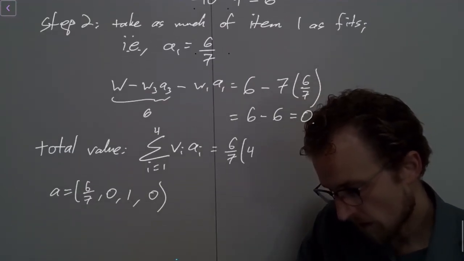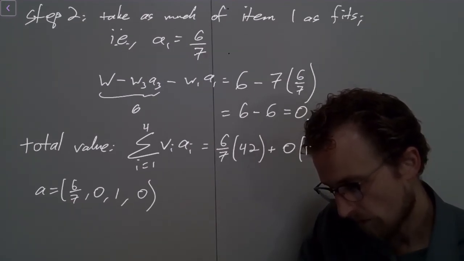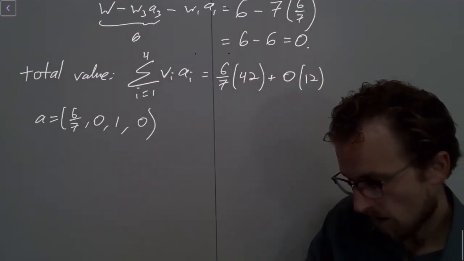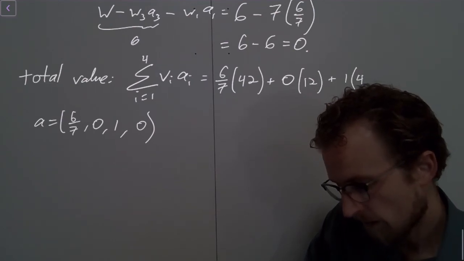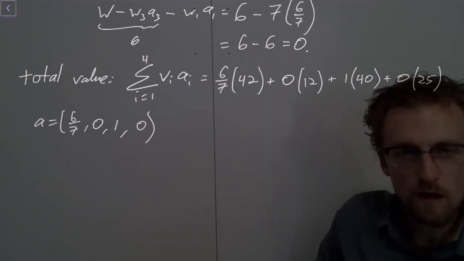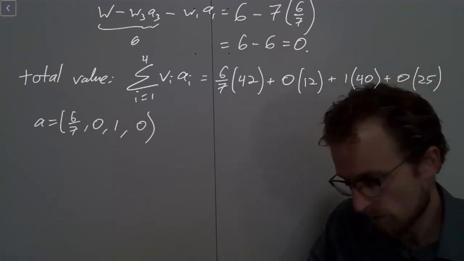So 6/7 times 42 plus 0 times 12. That was the total available value of item 2. Plus 1 times 40 plus 0 times 25. Okay, and you can verify for yourself if you have a piece of paper and some notes. You can verify for yourself that those numbers match up with our original problem.